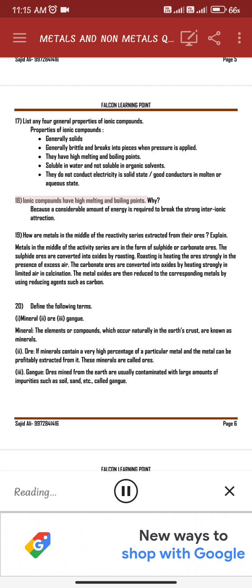18. Ionic compounds have high melting and boiling points. Why? Because a considerable amount of energy is required to break the strong inter-ionic attraction.